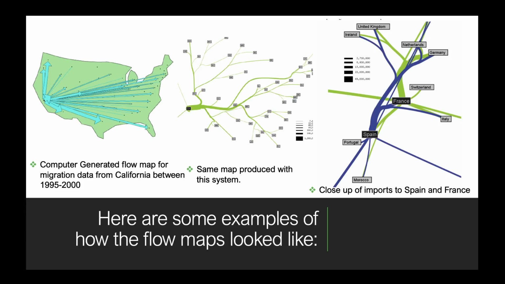Now here are some examples of how the flow maps actually look when you implement this system. To make a side-by-side comparison, this is a computer-generated flow map for the migration data from California between 1995 and 2000. Notice the clutter. The same map is produced with this system, and the flow map looks brilliant, as it is very easy to distinguish which streams have more data.